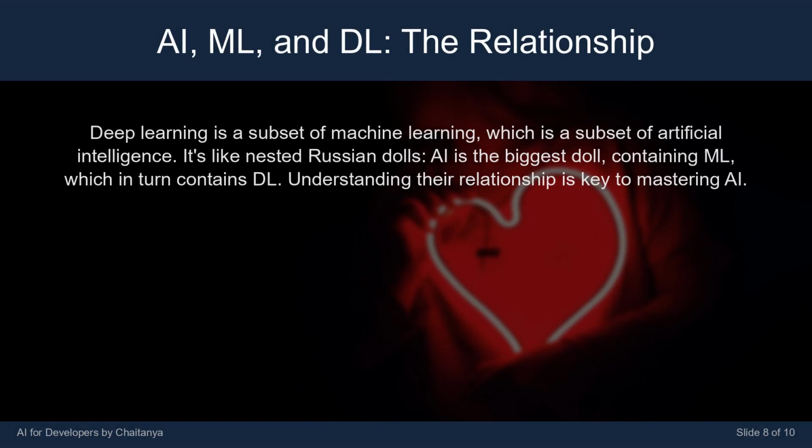Deep learning is a subset of machine learning, which is a subset of artificial intelligence. It's like nested Russian dolls. AI is the biggest doll, containing ML, which in turn contains DL. Understanding their relationship is key to mastering AI.